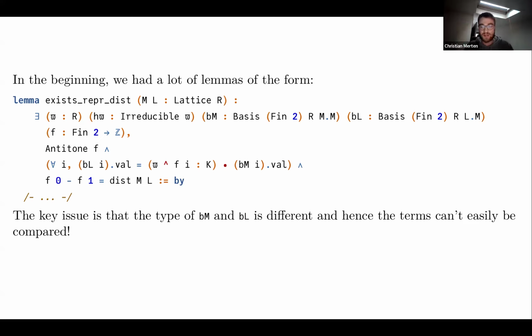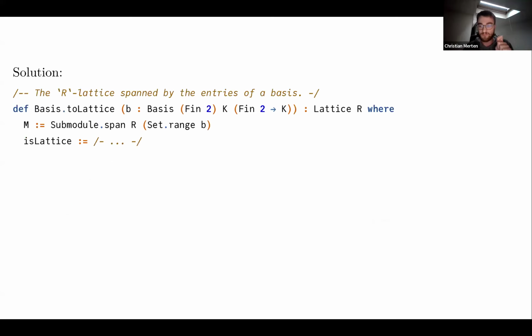And so one way to solve this is to consider instead a basis of K2 that represents M and a basis of K2 that represents L, and relate these 2 bases together. And so the solution was switching to this setup, really going from a basis of K2 and defining a function basis.toLattice, where we can even use dot notation, which is just the lattice defined by the R span of the columns, of the entries of the basis.